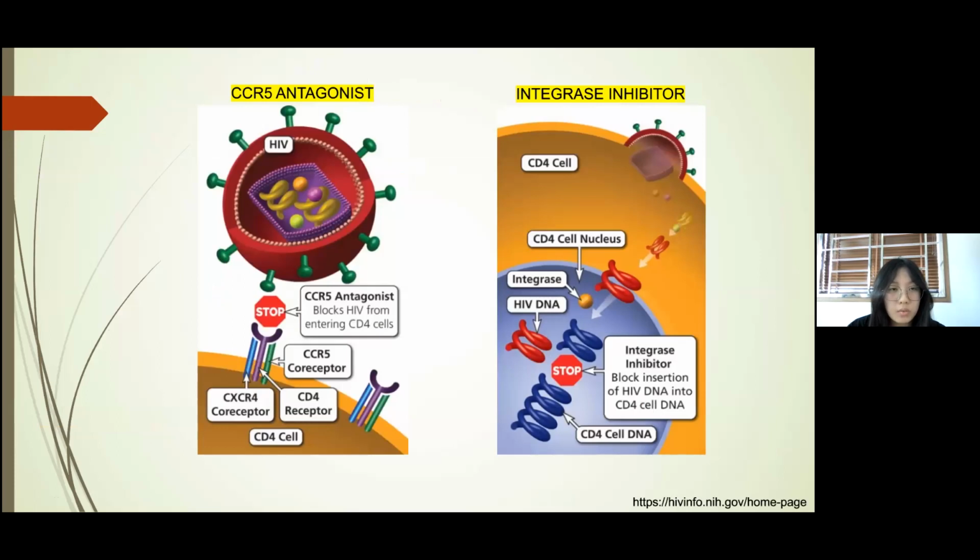So from the left side is CCR5 antagonist, which blocks HIV from entering CD4 cells. And the last one, integrase inhibitors, which block the insertion of HIV DNA into CD4 cell DNA. And that's all of my part.